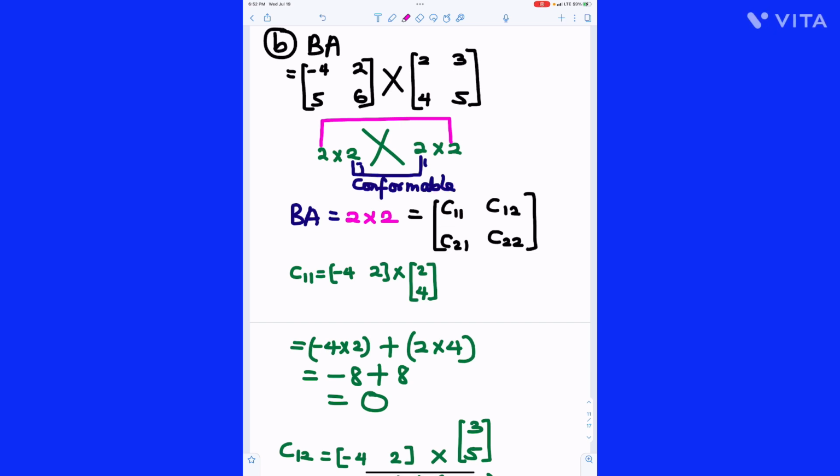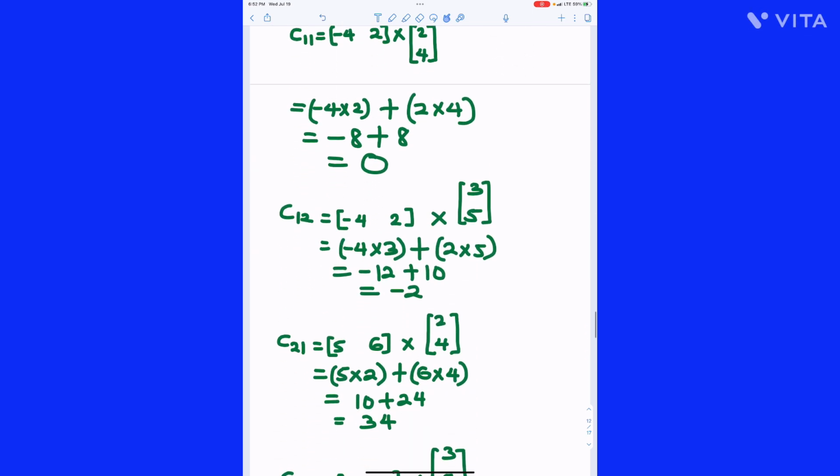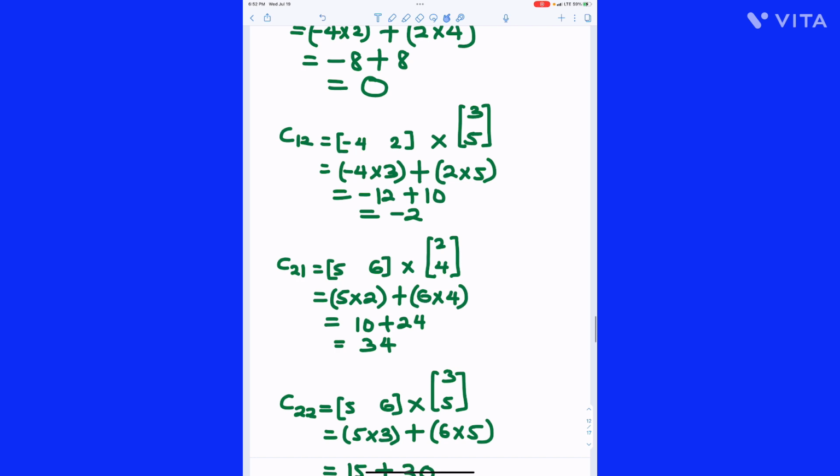When I get to fill it, you'll see it. Now, let's continue. To get the answer or the element in the first row, second column, what do I do? I'll multiply the first row in matrix B by what? The second column in matrix A.